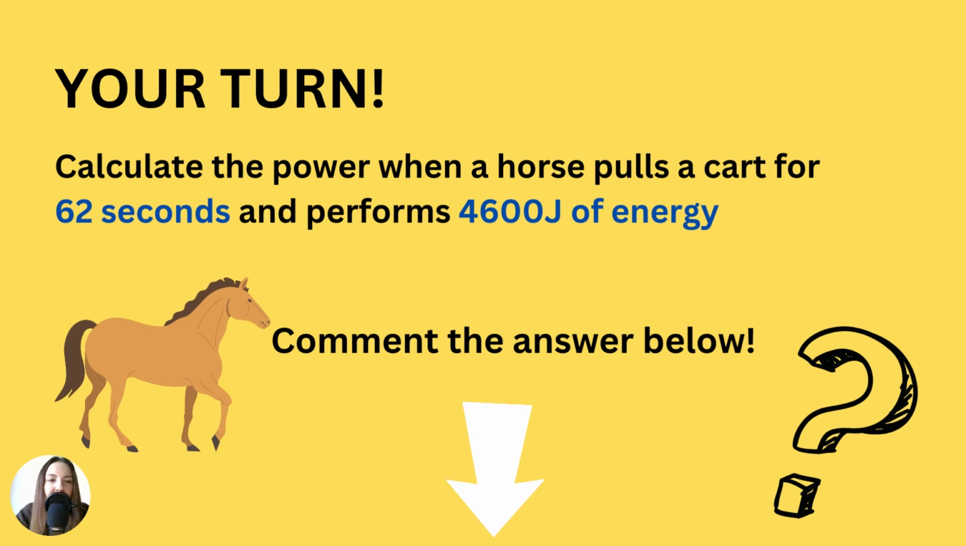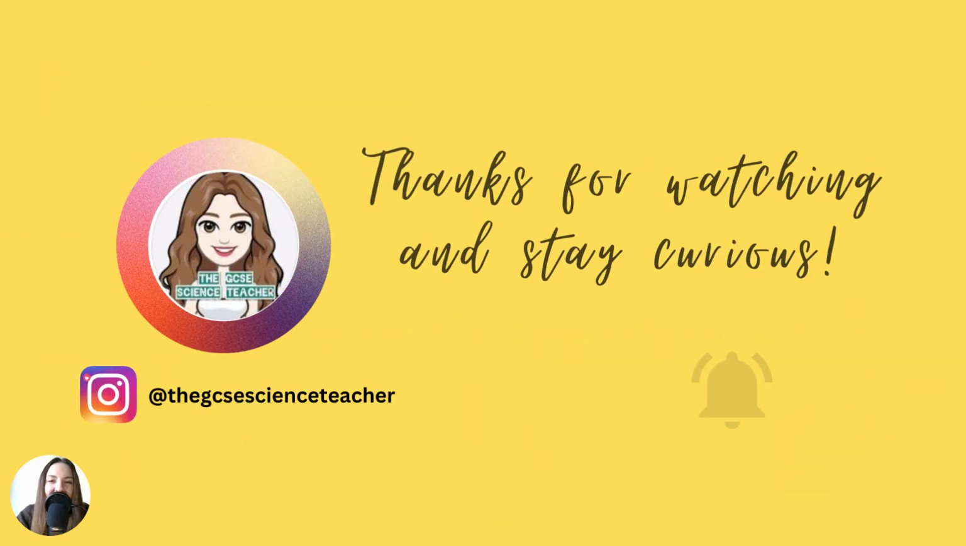So here's a question for yourself. Please have a go and write your answer down in the comments. That'd be great to see what you get. The question is, calculate the power when a horse pulls a cart for 62 seconds and performs 4,600 joules of energy or work. Like I say, comment below.